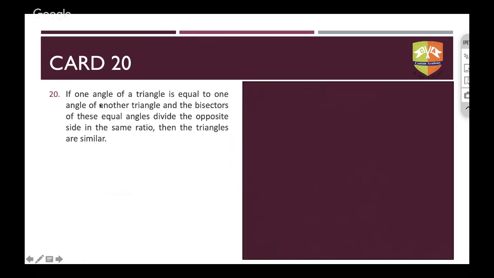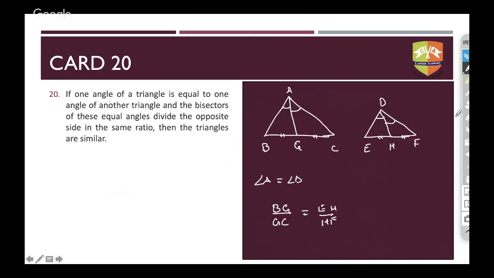So card 22 is this, and we were explaining this to you. It's given that angle A is equal to angle D, and BG by GC is equal to EH by HF. Then you have to prove that, basically, if these two criteria are fulfilled, then triangle ABC is similar to triangle DEF.